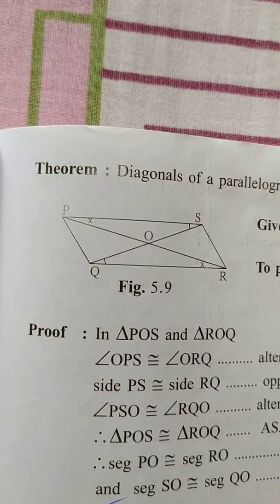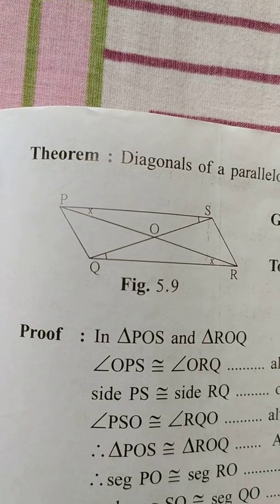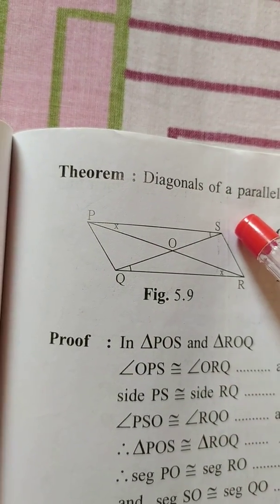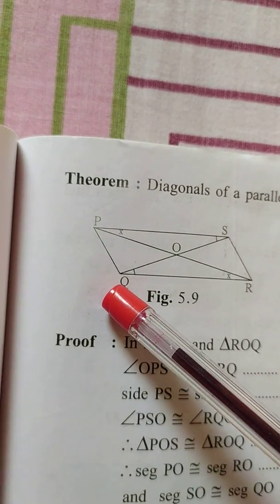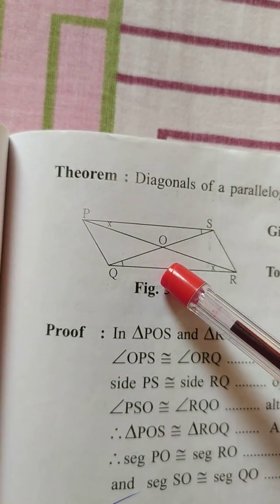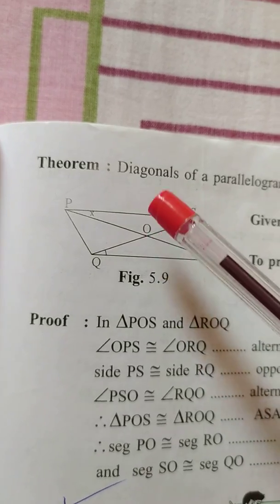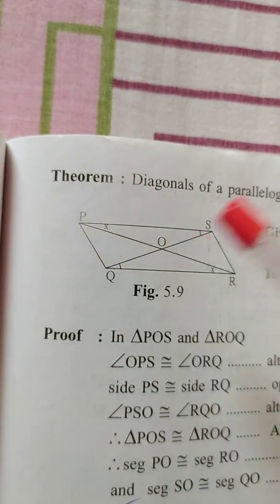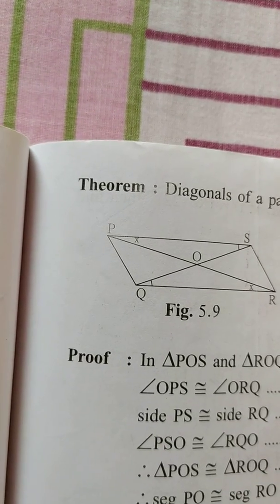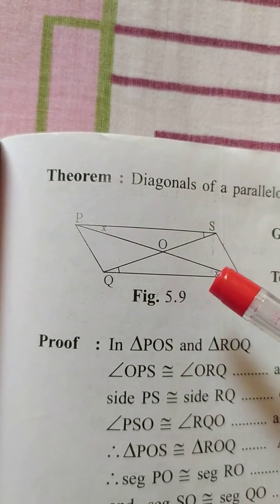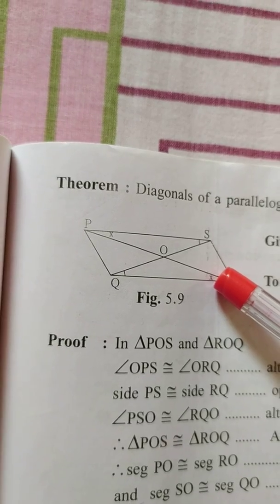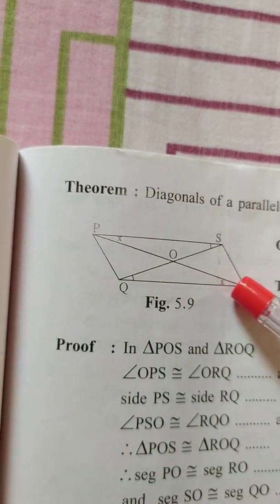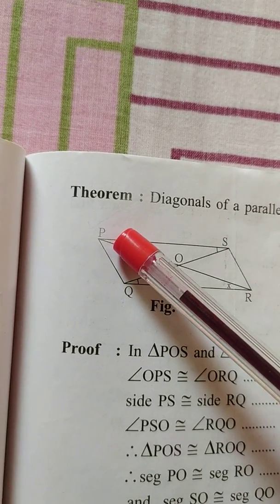Now for the proof, what will we do? We will consider triangle POS and triangle ROQ. Now, are these two triangles congruent to each other? Yes. How? Angle SPO is congruent to angle ORQ. What is the reason? Angles are congruent. They are marked with similar signs because they are alternate angles. You know it's a parallelogram. Therefore, PS is parallel to QR and therefore these are two alternate angles.